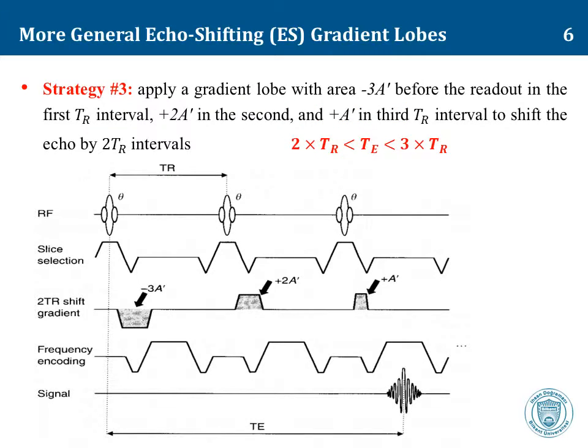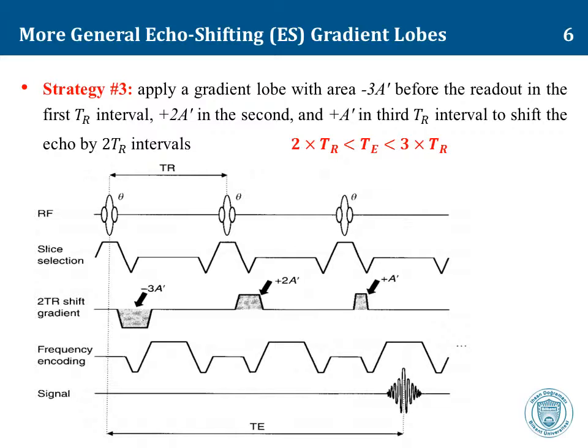Usually the echo is shifted by just one TR interval, so that TE is greater than TR and is lower than 2 times of TR. Values of TE greater than 2 TR further increase T2* weighting. These longer shifts are implemented with gradient lobes that vary periodically over a few TR cycles.